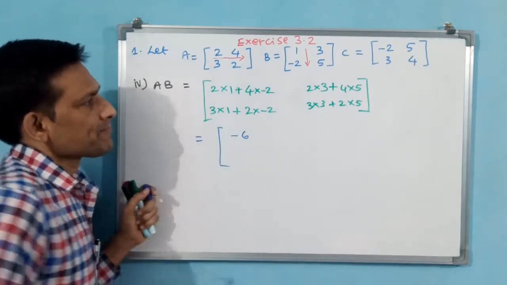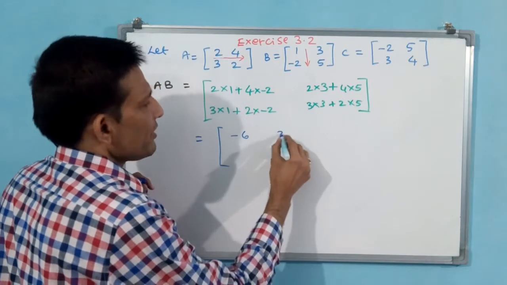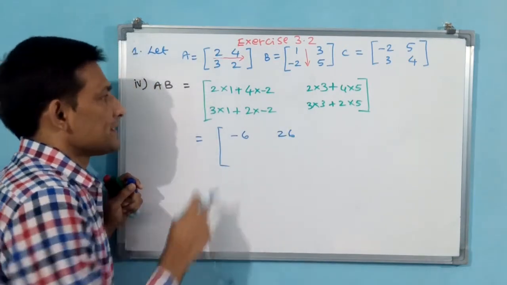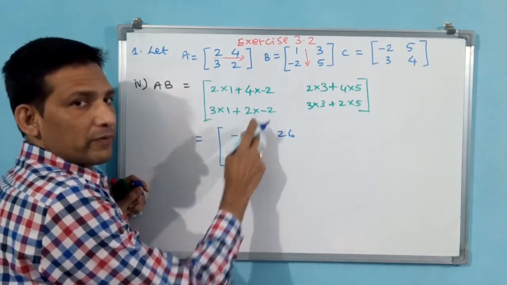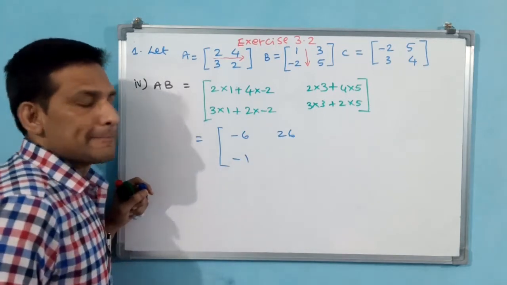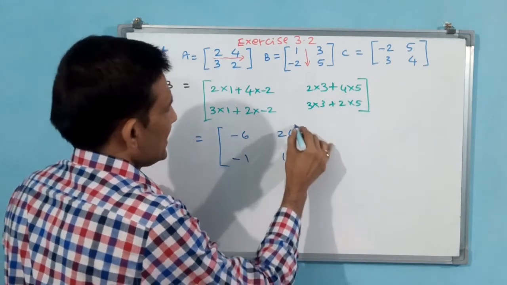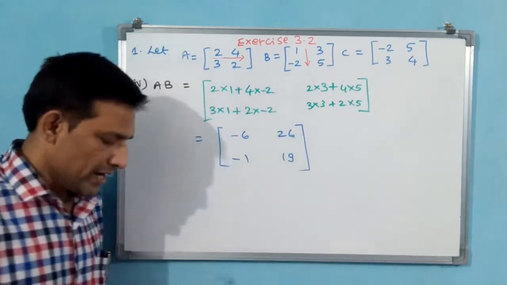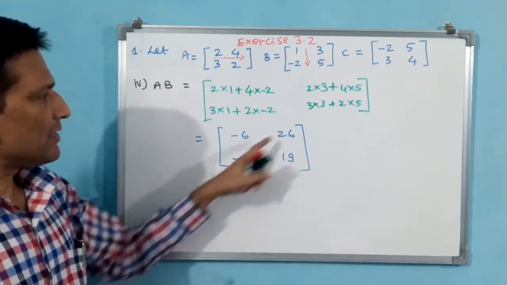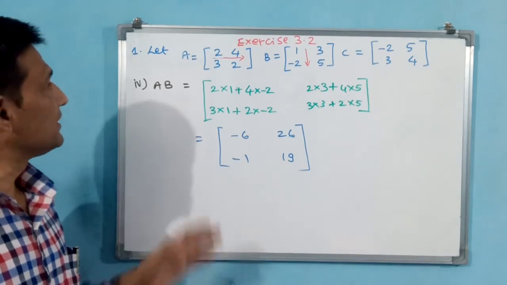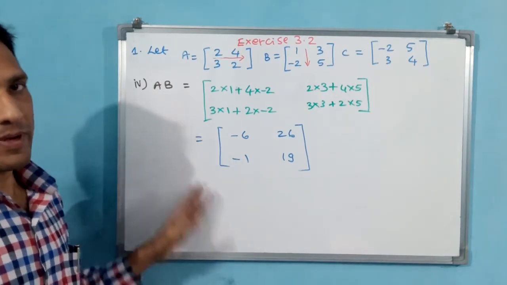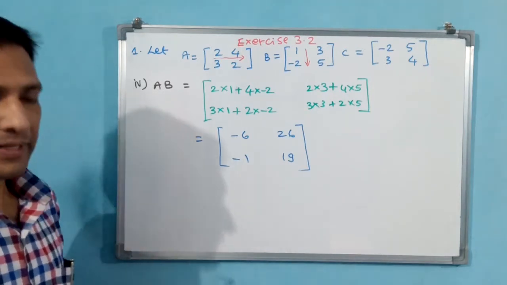Okay. 6 plus 20, 26. 3 minus 4, minus 1. 9 plus 10, 19. Is it okay? Minus 6, minus 1, 26, 19. This will be your fourth part answer. Let us go for fifth part.